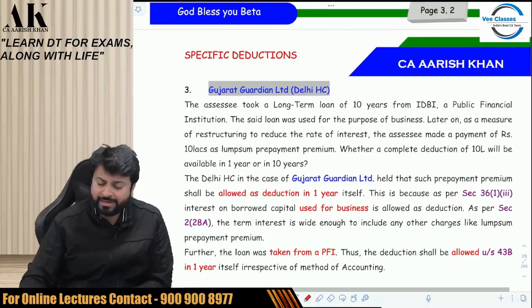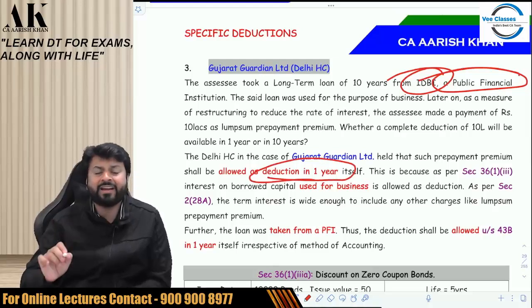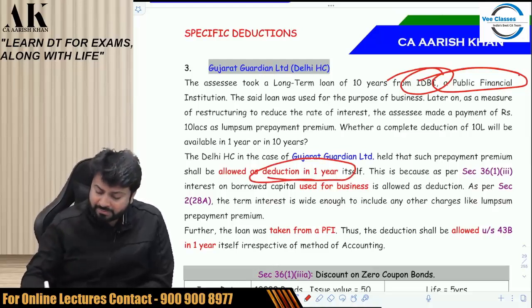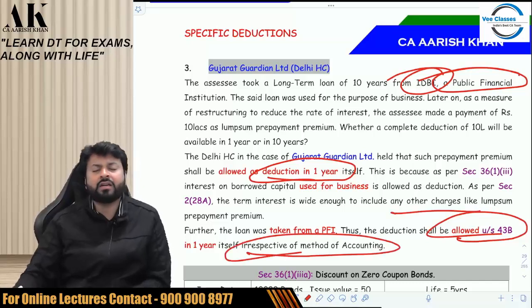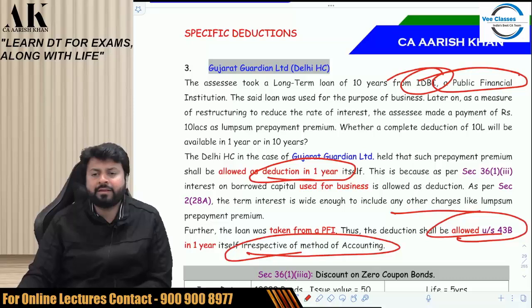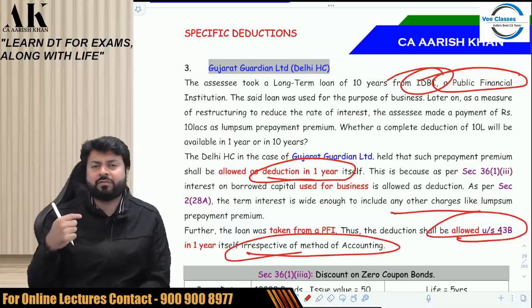And if it is called an interest, you have taken the loan from IDBI, a public financial institution, it shall be allowed as deduction in one year, because it is now allowed as per 43B, irrespective of the accounting, in the year in which you make the actual payment. And have you made the payment of 1 lakh rupees? The answer is yes. I have made the payment of 1 lakh rupees, therefore I should get the deduction.